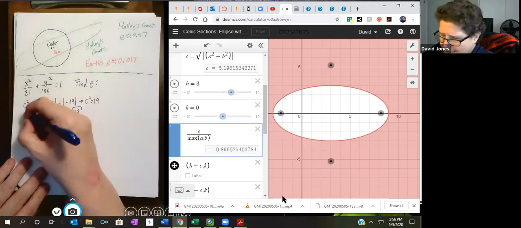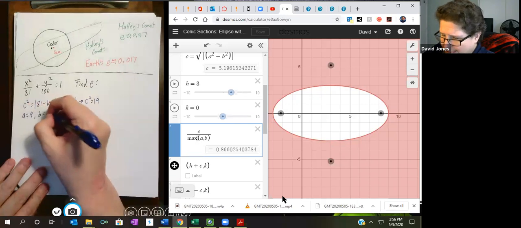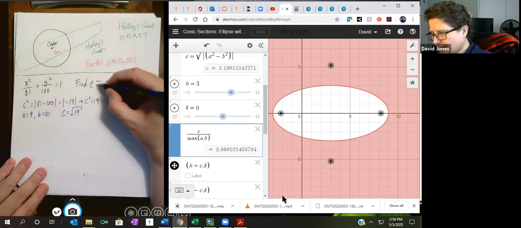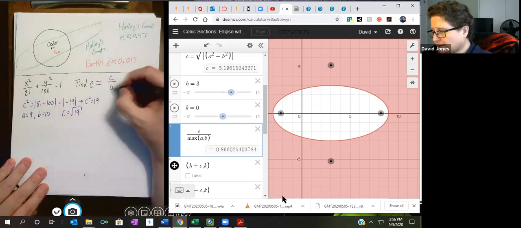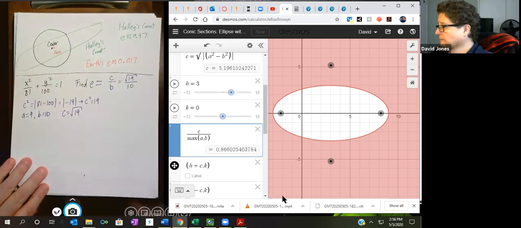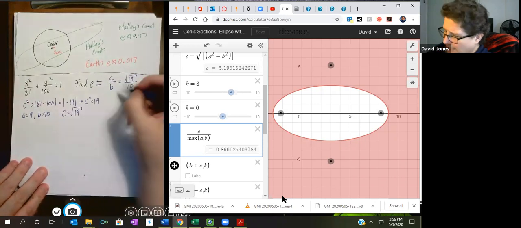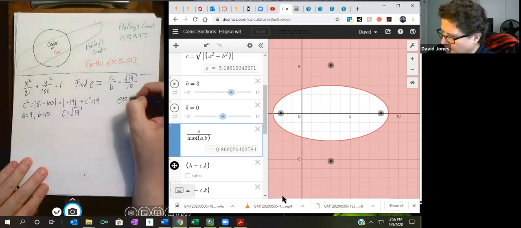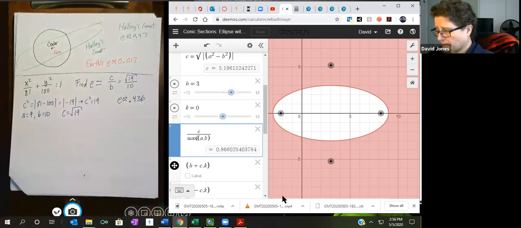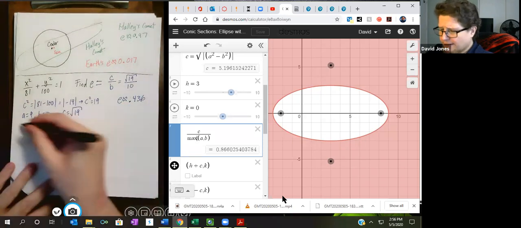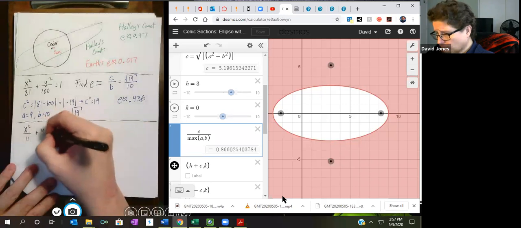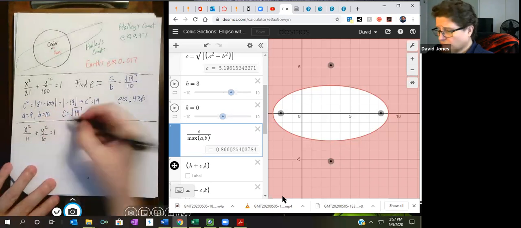A here is 9. B here is 10. We go with the bigger one. E is C over B here. Square root of 19 over 10. And if you work that out on a calculator, it's approximately 0.436. Let me give you guys one to try. Find E.